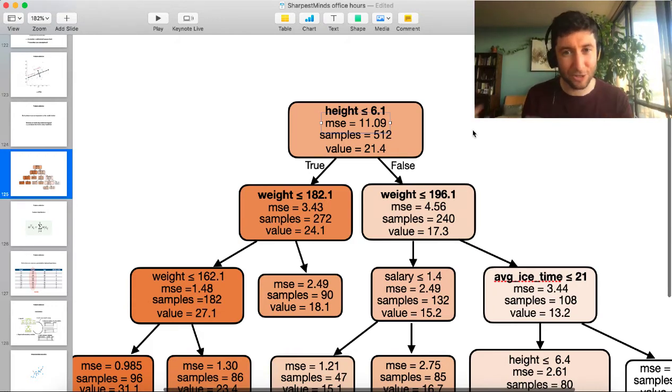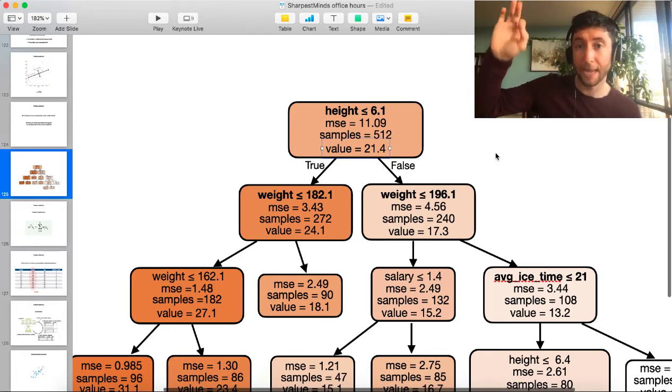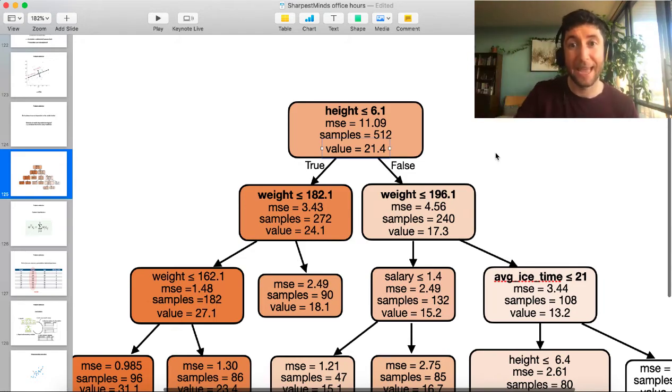So why am I talking about averages as machine learning models? Well, that's because that's exactly how decision trees are going to work. So we have this bucket that contains all 512 of our players. On average, those players are scoring 21.4 goals. If that was the only piece of information you had about those players, and I picked one of those 512 players at random and asked you to make a prediction about how many goals this player is going to score, you would guess the average. That's the best way to predict the number of goals that player will score. And when you do that, you will be wrong by a mean squared error, in this case, of 11.09.